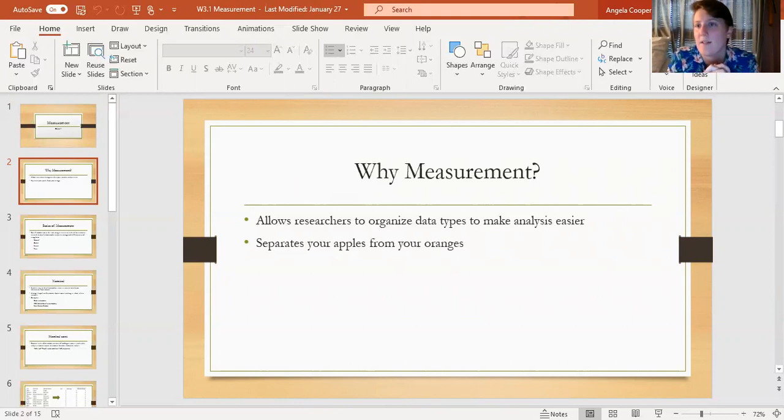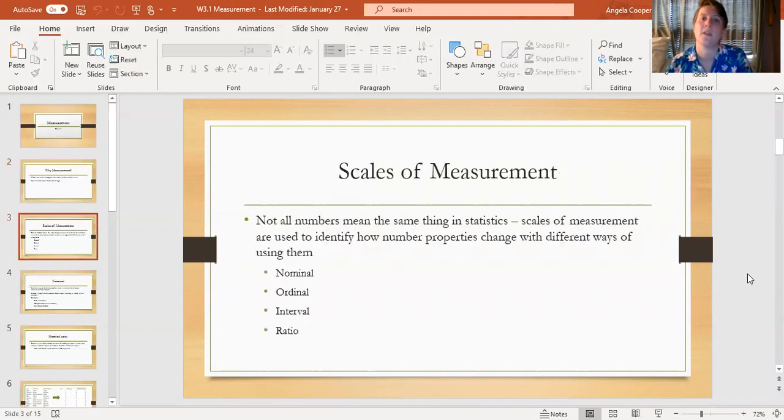And it allows us to separate our apples from our oranges, our groups of people that are psychology majors from the average number of animals they have in their household or whatever. Those are two different types of variables. But first, we're going to start with scales of measurement.